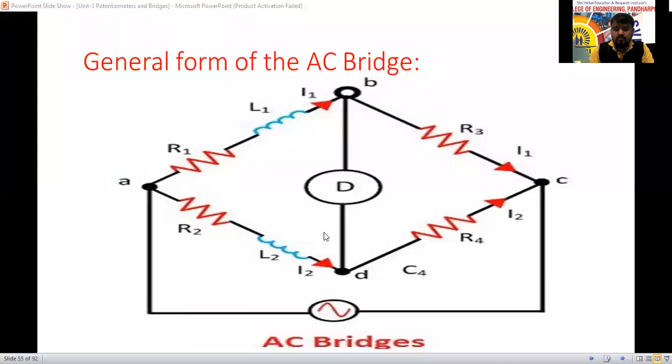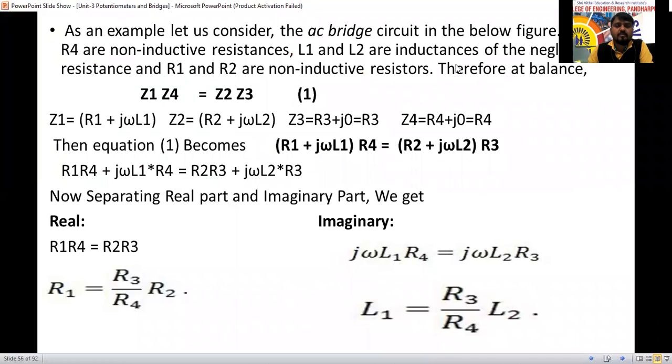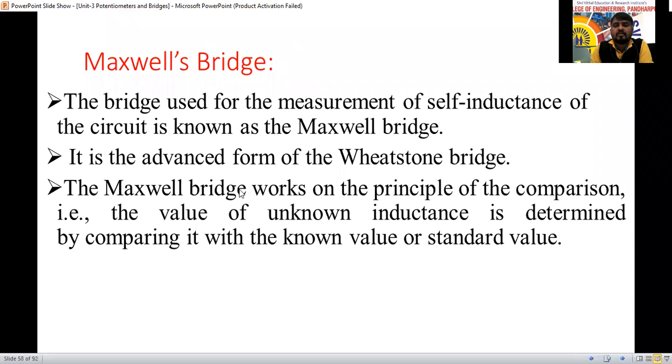So, good afternoon to one and all. We have finished the general form of AC bridges and the introduction of AC bridge, which we discussed in yesterday's class. Today we are going to discuss the actual AC bridges which measure inductance and capacitance. In the general form, we replace the resistances with impedances, and based on that we are going to derive the equations.